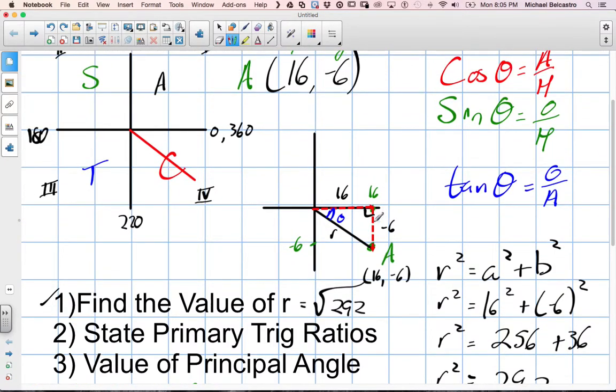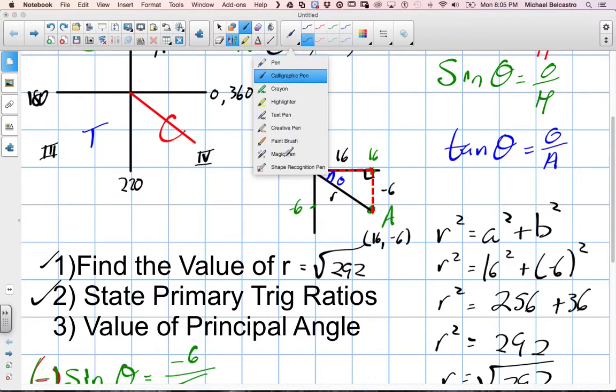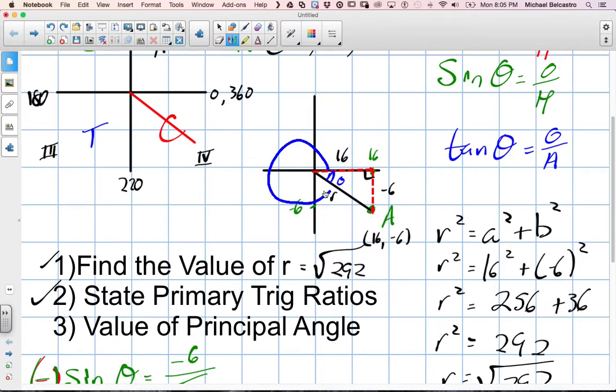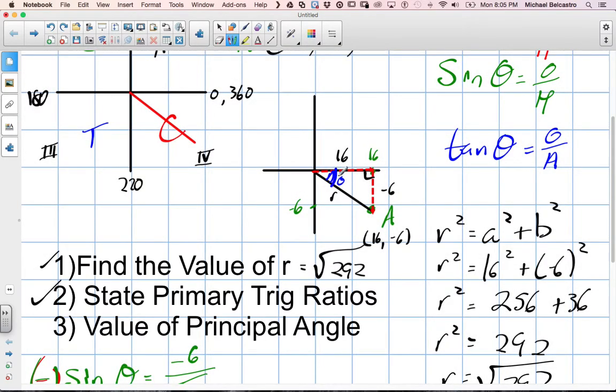So that actual negative coordinate is important. It helps us justify the CAST system. If we were in this quadrant, you'd notice that sine ends up being positive, and the other two end up being negative. Okay, so we've now stated the primary trig ratios. Now, the value of the principal angle. This is the acute relevant angle. We could call it the principal angle, but we'd also want to find out what the actual angle is all the way around here. And that's, I think, what they're referring to in this question. This is the acute angle involved in it.